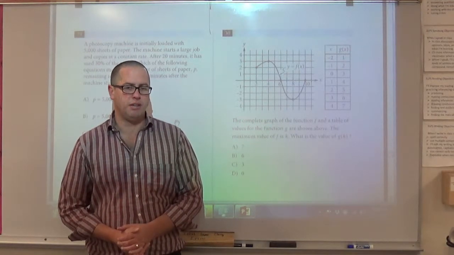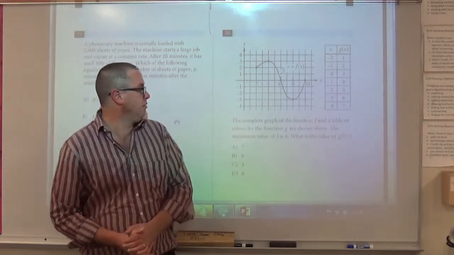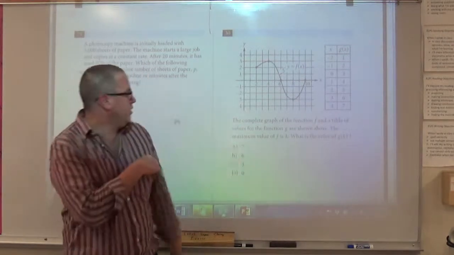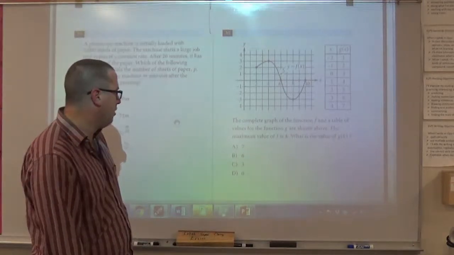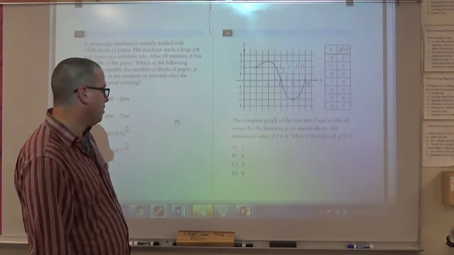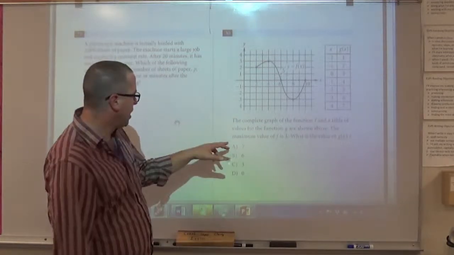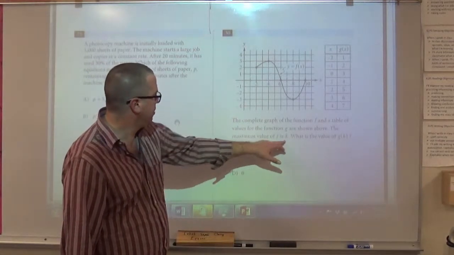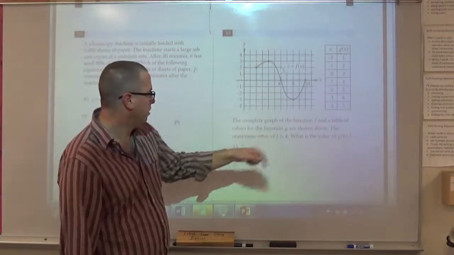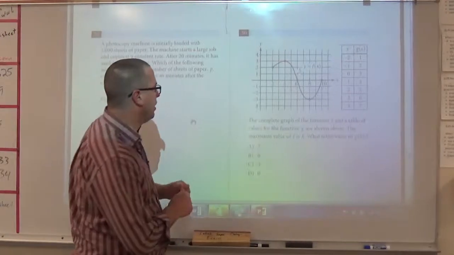Practice test number 8. We're in the calculator section. Alright, number 30. The complete graph of the function f and a table of values for the function g are shown above. So we got f, we got g. The max value of f is k. What is the value of g of k?